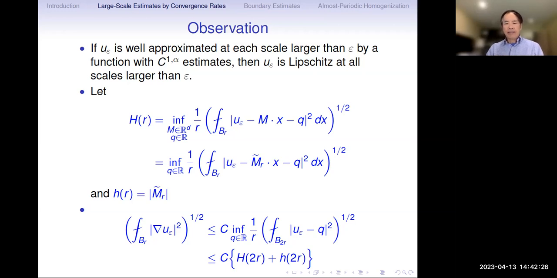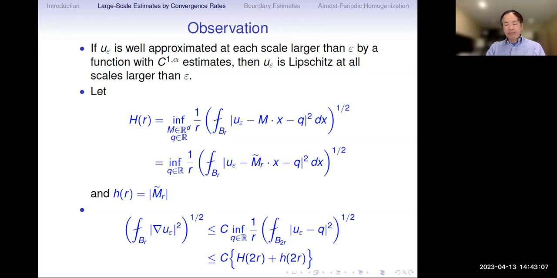So what we do next is to try to estimate capital H of 2r plus little h of 2r. We want to bound this sum by the L2 average of the solution on a scale 1, on a ball of radius 1. That's what we do here. All right. So you see in this argument, very little is used in terms of the solution or equations here.